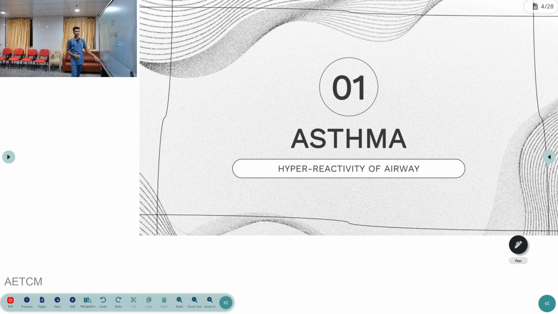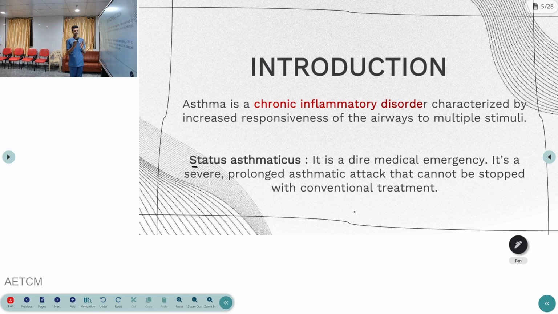First one is bronchial asthma. What is meant by bronchial asthma? Asthma is a chronic inflammatory disorder characterized by increased responsiveness of the airway to multiple stimuli. Increased responsiveness, otherwise you can remember it as hyperreactivity of the airway. What does hyperreactivity denote?